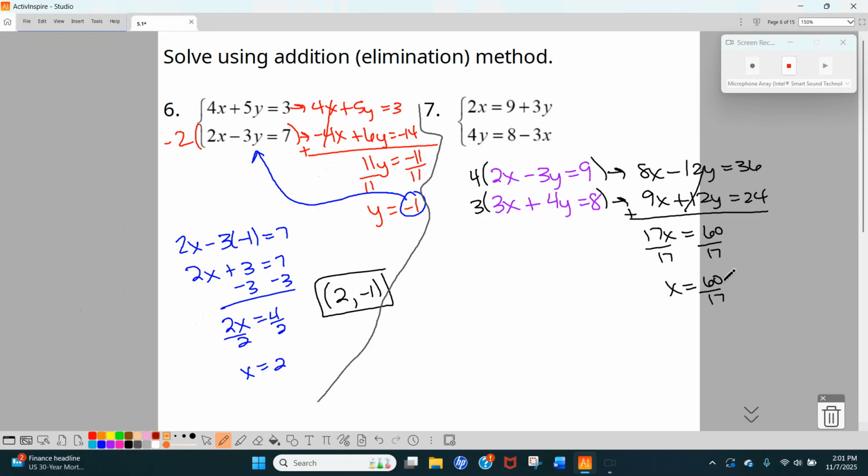All right, so we're going to take this and plug it in. We'll go here. All right, so 3 times 60 17ths plus 4y is equal to 8. So then this would be 180 over 17 plus 4y is equal to 8. Subtract 180 over 17.